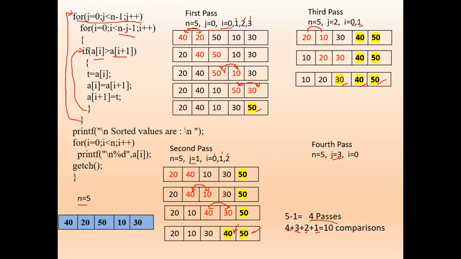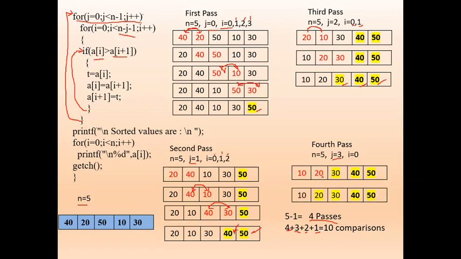N minus j minus 1, 5 minus 3, 4, 4 minus 0, 1. So I will get only 1. So I value will be 0. A of 0 is compared with A of 1. Is A of 0 greater than A of 1? No. So the inner loop is completed, the outer loop is completed. So 20 is also in the correct position.